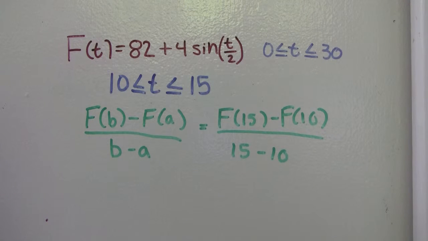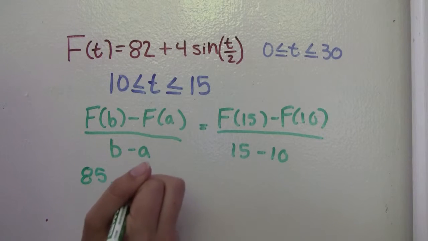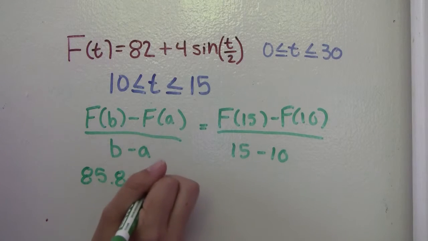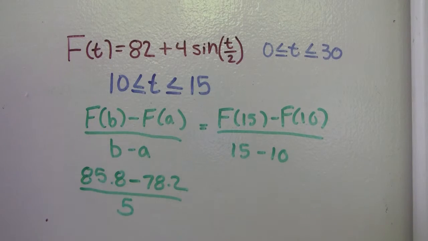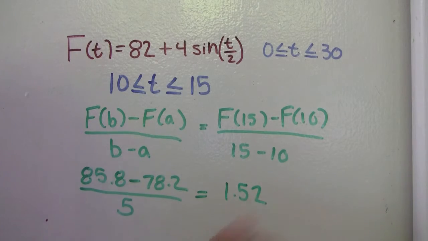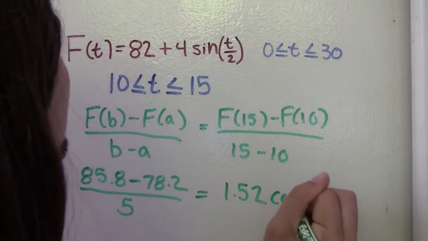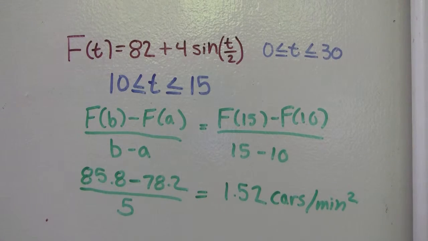If we plug in our inputs, we will get about 85.8 minus 78.2 all over 5, roughly. If we solve this, we get that the average rate of change is 1.52. And we can't forget units, so we have to say cars per minute squared, since it's the average rate of change of f of t.